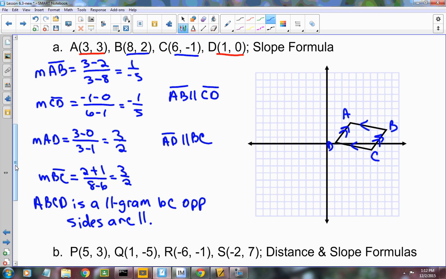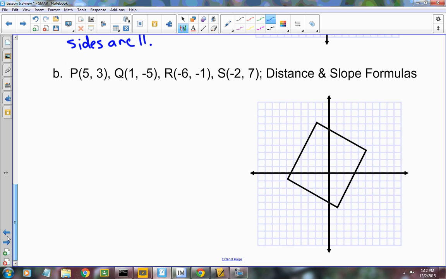Alright, we got one more. That one was so much fun, we're going to do another one, right? This one, same scenario, they give us 4 coordinates: P, Q, R, and S. And they want us to use the distance and the slope formula. Which one of those tests requires us to use both distance and slope? The last one, right? So you have to pick one pair of sides and show that they're the same length and they have the same slope.